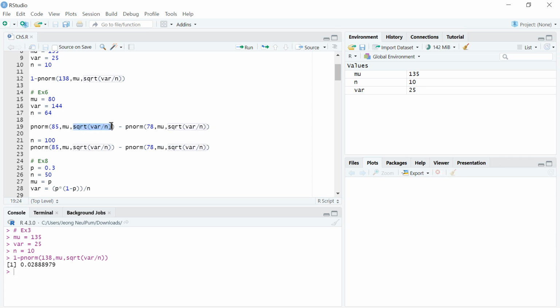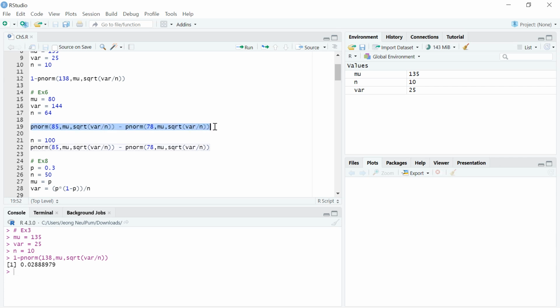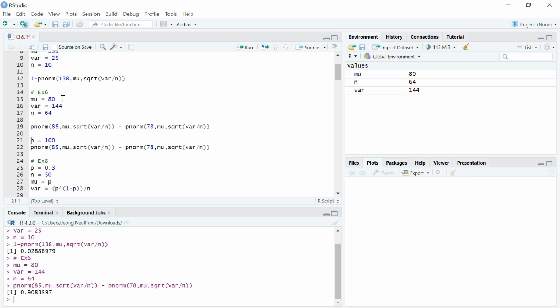And in the variance part, you have to use the square root of the population variance divided by the sample size here. This is the formula I wrote here, and I implemented this statement with this code. After running this code, you can see that the value is about this one.